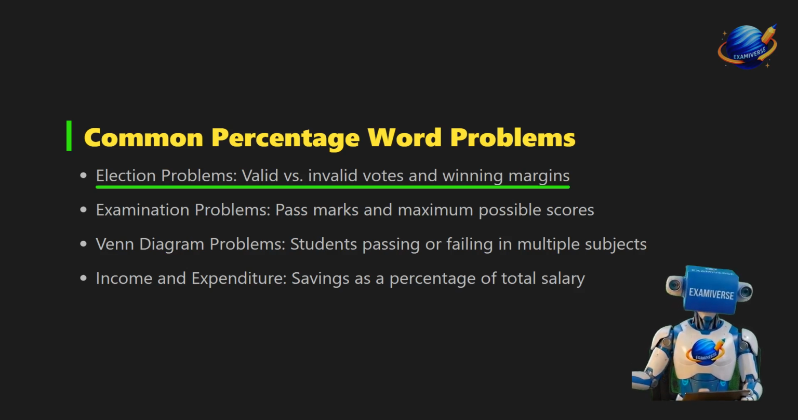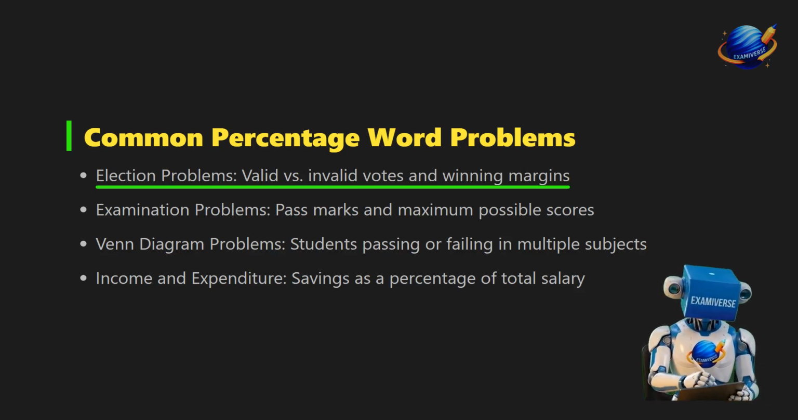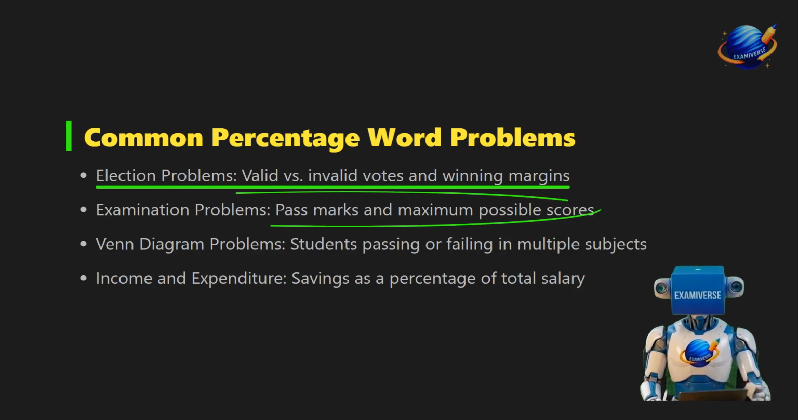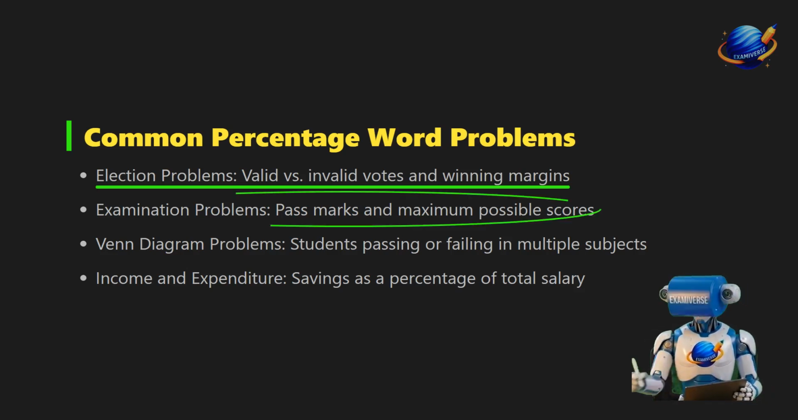Next, we have examination problems, which require you to find the passing marks or the maximum possible score based on a student failing by a few marks or scoring above the threshold. Again, setting the maximum marks to 100% or X is your best strategy.